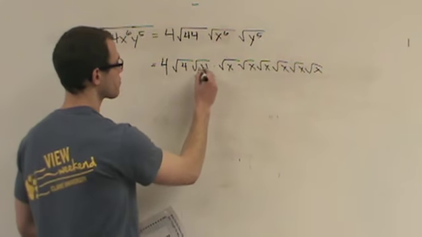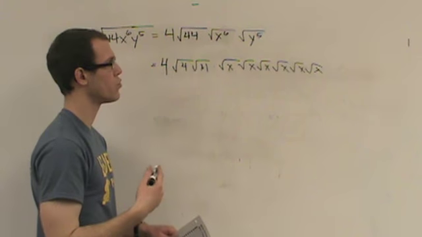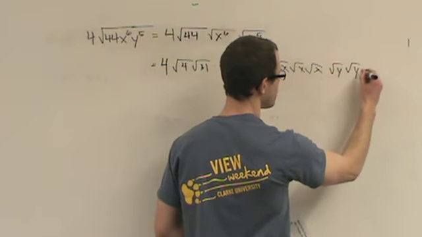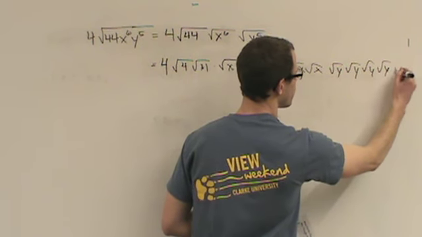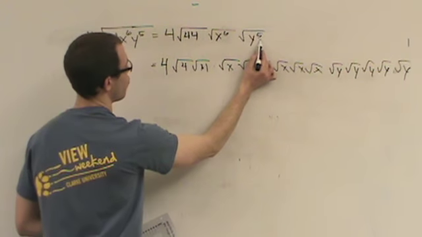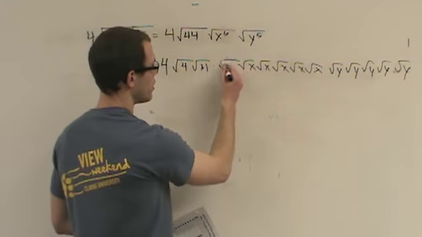All right. And lastly, we have the square root of y to the 5th. So I'm going to write square root of y, square root of y, square root of y, square root of y, running out of room, square root of y. So there's 1, 2, 3, 4, 5 y's. All right, now let's look for our pairs.